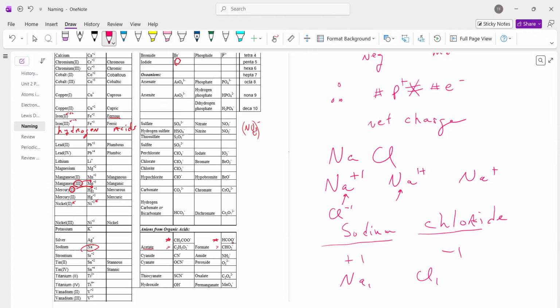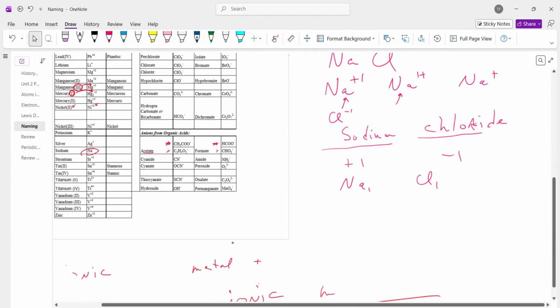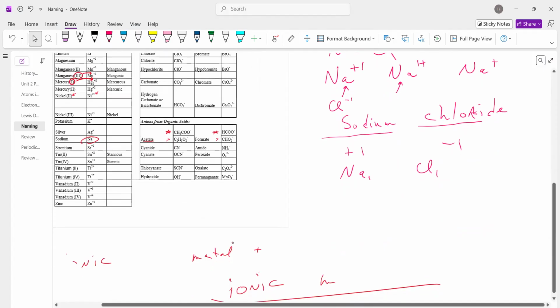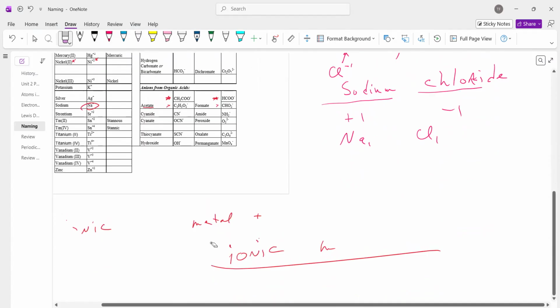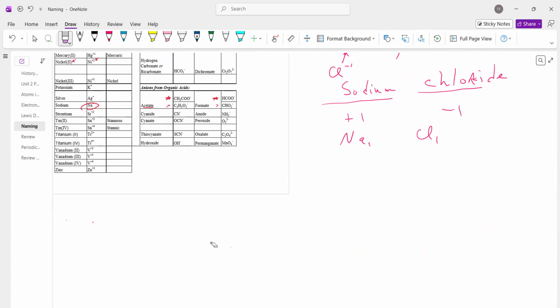To get zero as a net charge. Okay. Let's do another example. Let's do sodium again. Let's do sodium sulfate. Okay, sodium we already know is Na plus sulfate.